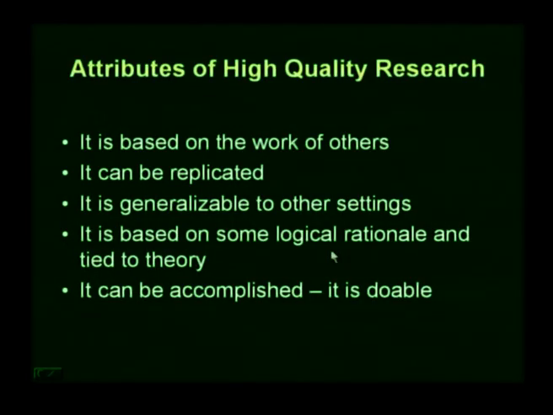It is based on some logical rationale and tied to a theory. So in this course, actually, we will be looking at some of the theories that come from computer science background, and we will see how do we tie those theories to our research method or to our research objectives that have some logical rationale. Another important thing, it is accomplishable. It is doable. You take on a research study that you cannot do, or you cannot accomplish, or you cannot complete. That type of research is not considered an important one because you did not complete it.